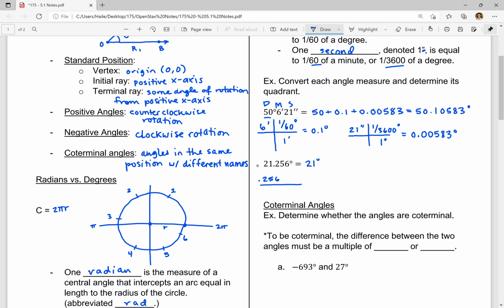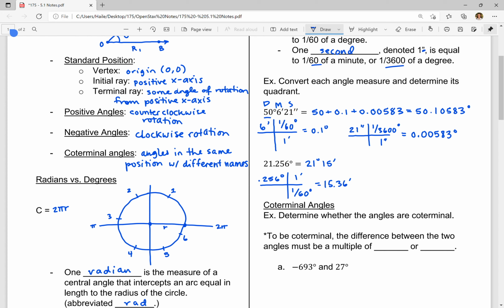So we're going to take 0.256 degrees and multiply by our degrees and minutes conversion factor. So we have 1 minute per 1/60th degrees, which if I divide 0.256 by 1/60, I should get 15.36 minutes. So what this tells me is that the second part of my answer is going to be 15 minutes.